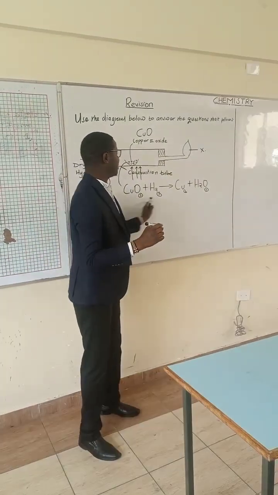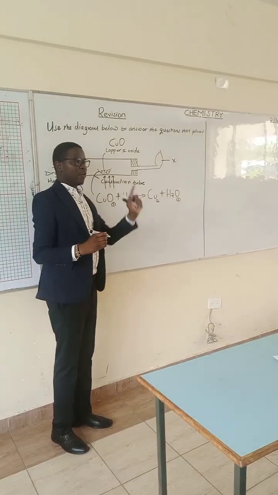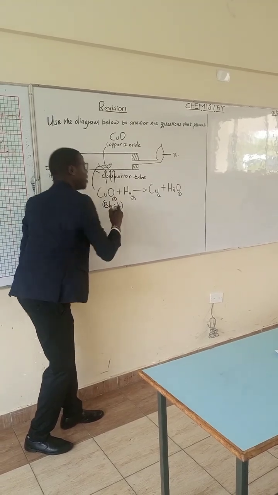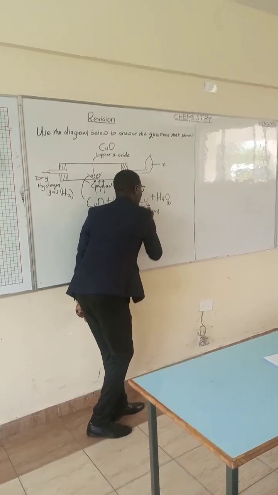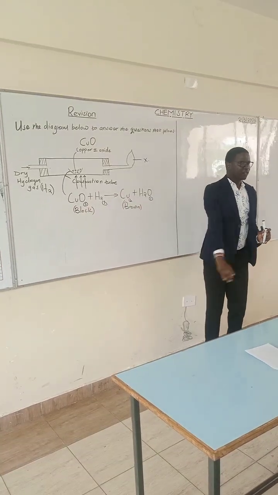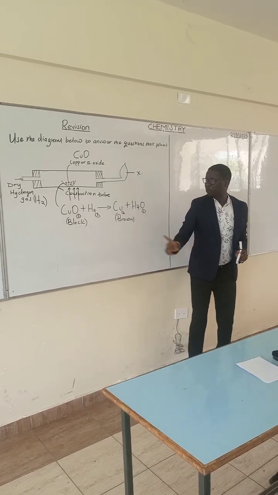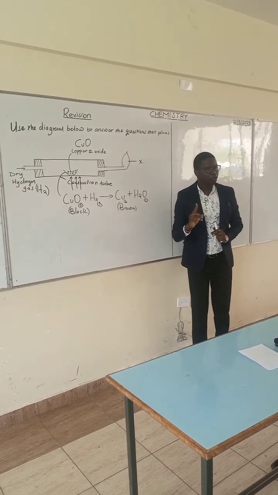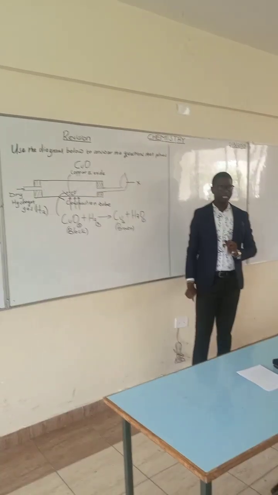Once you know how to write the equation, you need to know the colors of these substances formed here. For example, copper 2 oxide is normally black, while copper metal is brown. So the first observation, boys, will come from the color of copper 2 oxide and copper metal. The first answer for that question is: black copper 2 oxide changes to brown copper metal. Are you together here, boys?